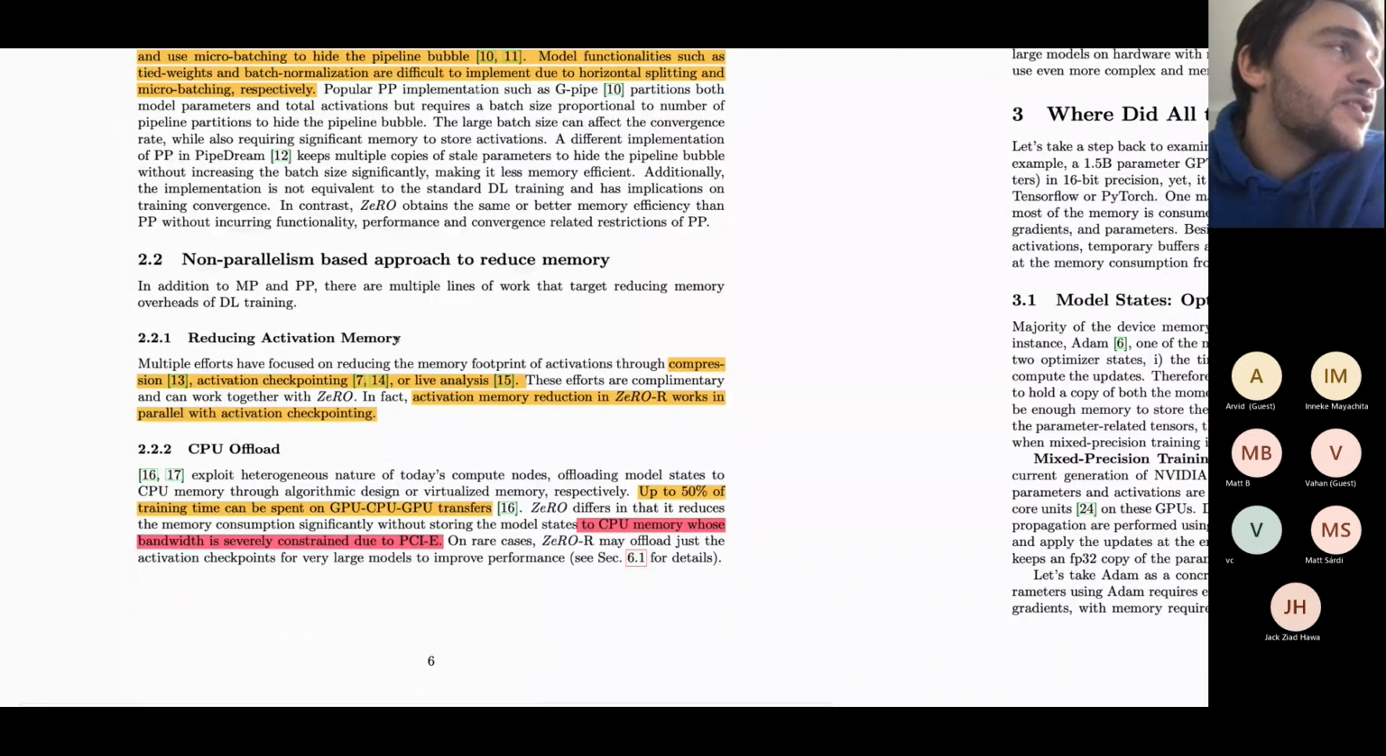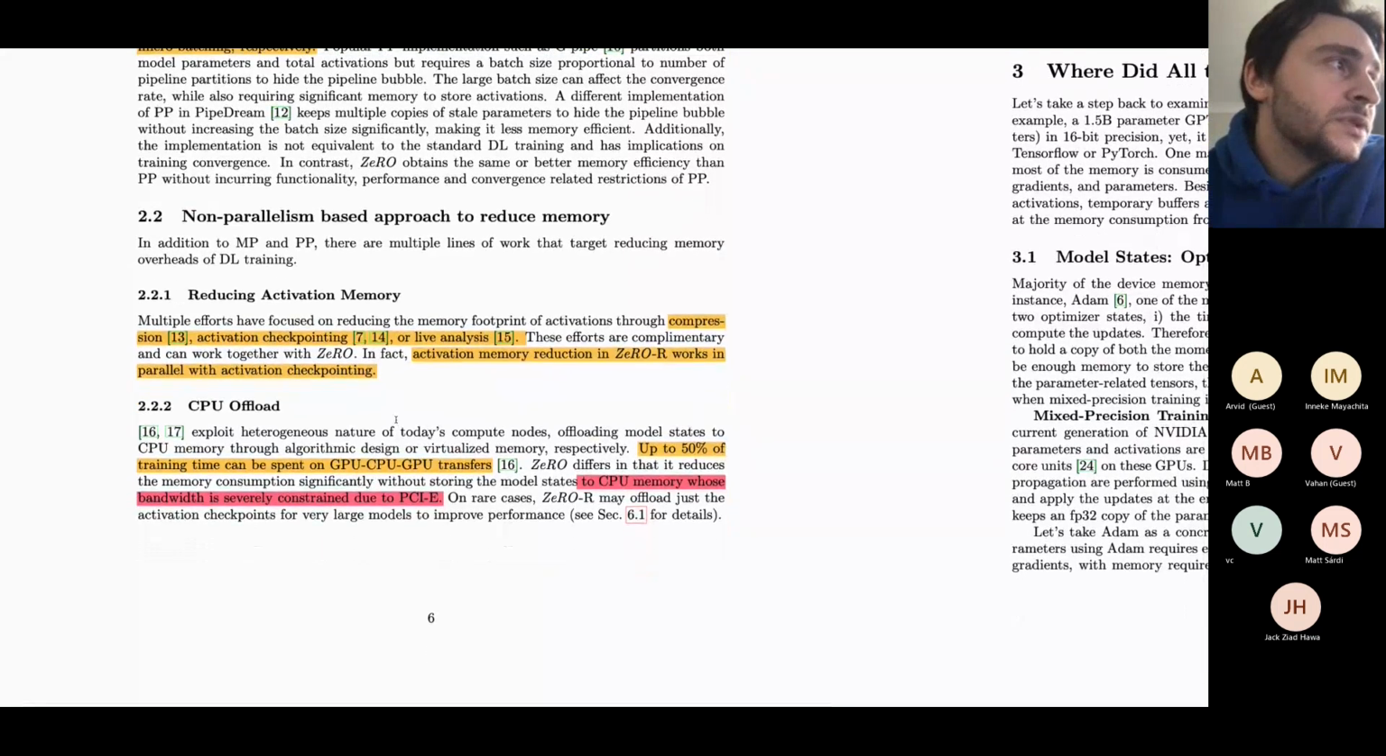To deal with residual state optimization or activations, reducing activation memory has been done by compression, activation checkpointing, which means you save it and then load it again later instead of keeping it in memory, or by live analysis. And they say that what they're doing with ZeRO works in parallel with activation checkpointing. So you could do that too.